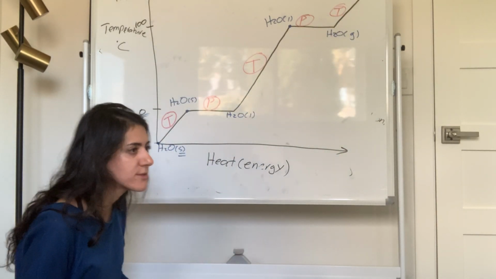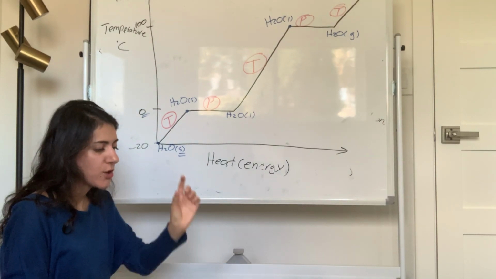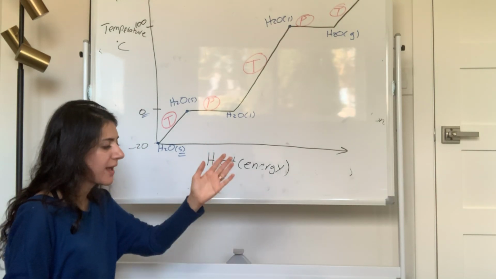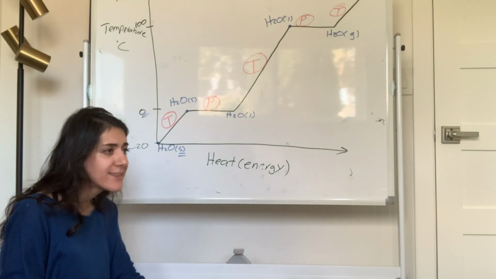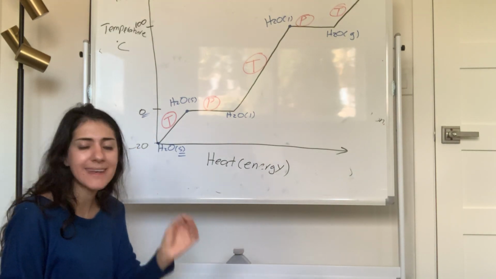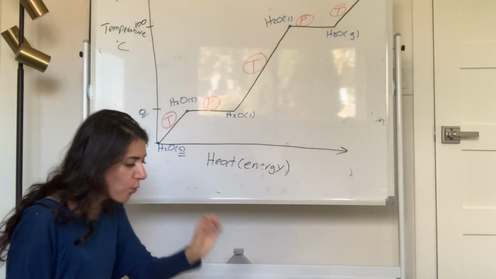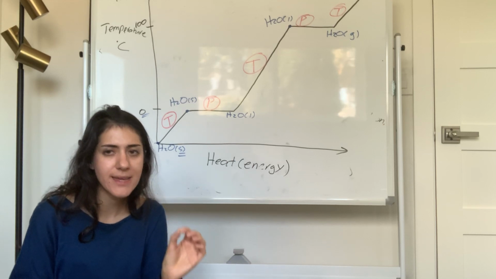So, a few things to remember: as you're adding energy, you're either going to have a T change or a P change. You're going to have a temperature change or a phase change. Temperature change and a phase change cannot happen at the same time. I add energy, T change, and then you can only have phase changes if you are at a specific temperature.